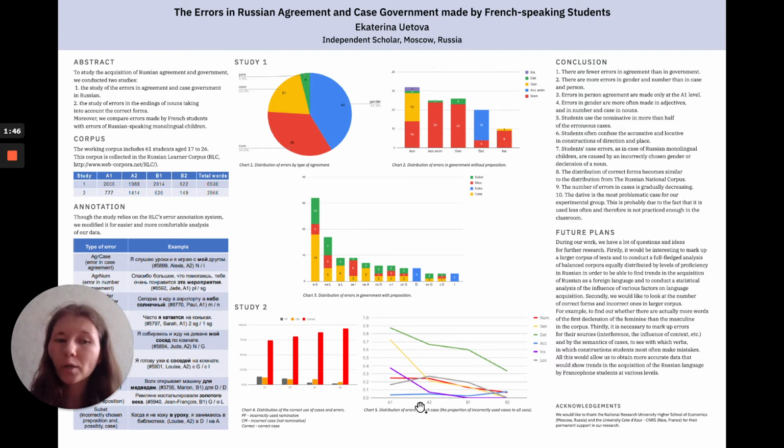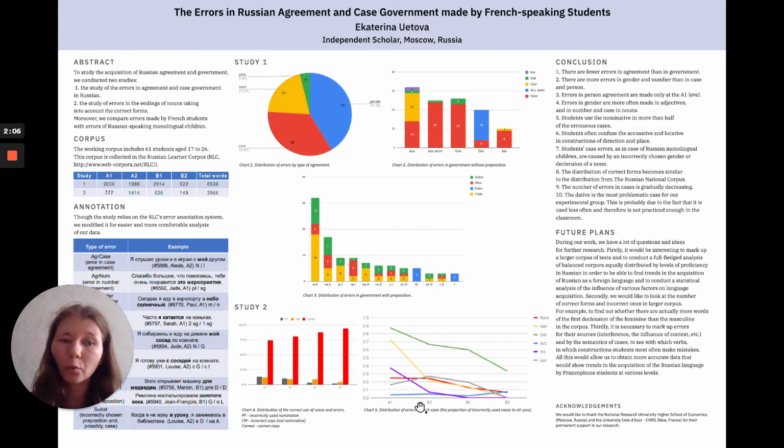From chart 3, we can see that the most problematic combination is the use of the preposition v plus accusative. In general, the most errors occur on the accusative and locative cases, and the most problematic prepositions are v and na. For the second part of the study, there are two charts.